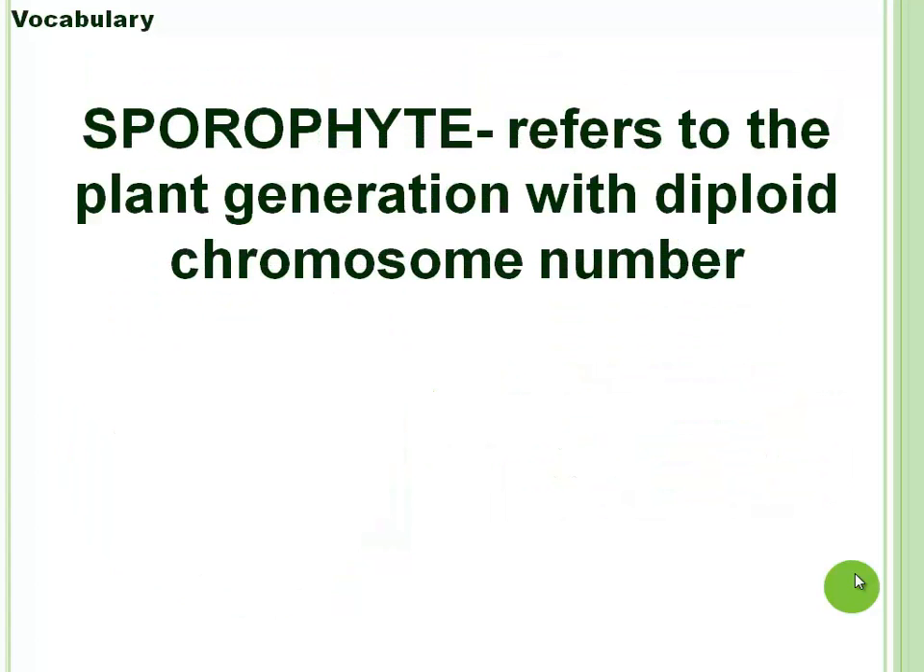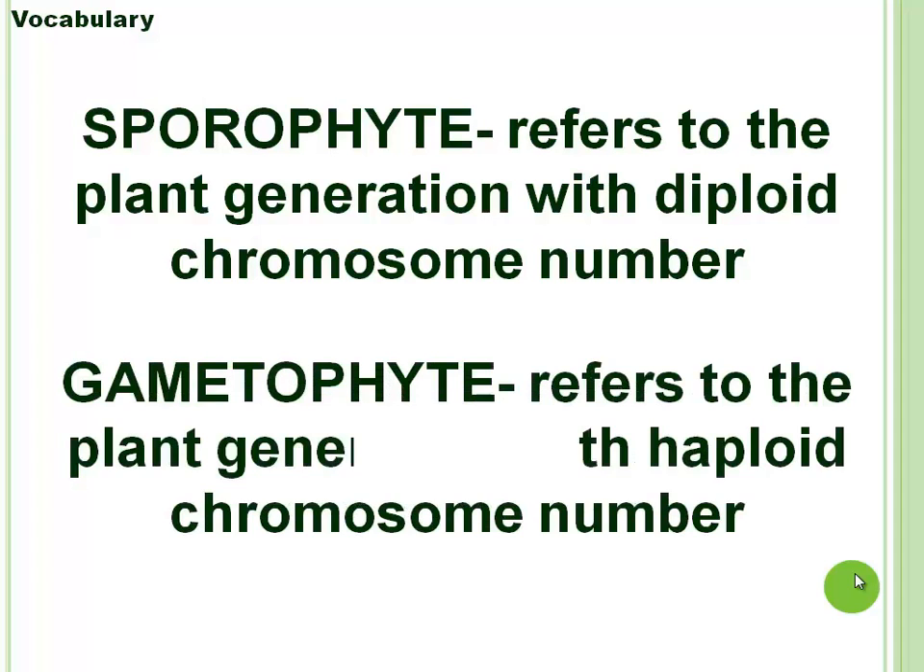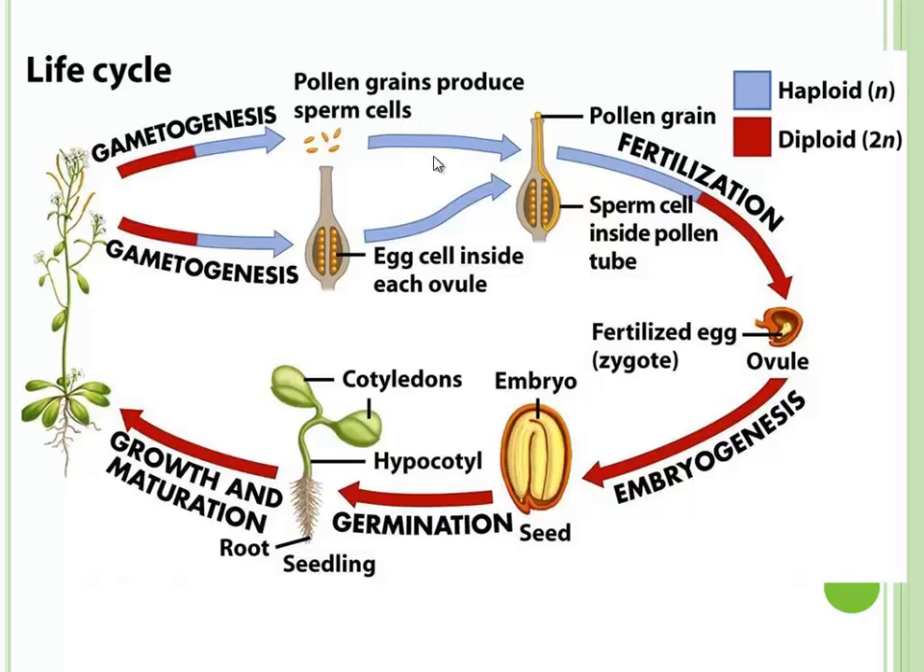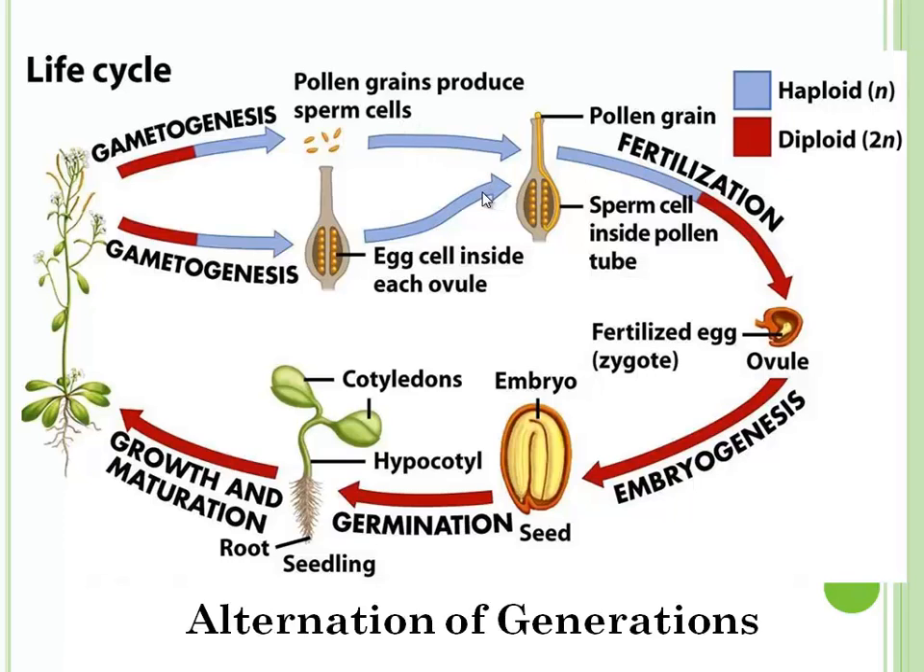There are two more vocabulary terms that must be defined. The sporophyte refers to the plant generation with diploid chromosome number, and the gametophyte refers to the plant generation with haploid chromosome number. Shown here is the typical life cycle of a flowering plant, and this is described as an alternation of generations. So you have alternating haploid and diploid phases.